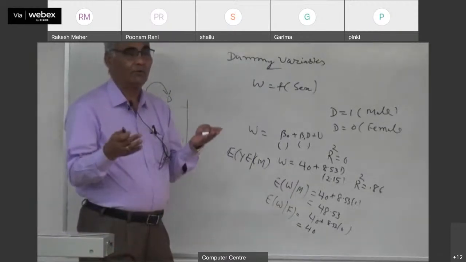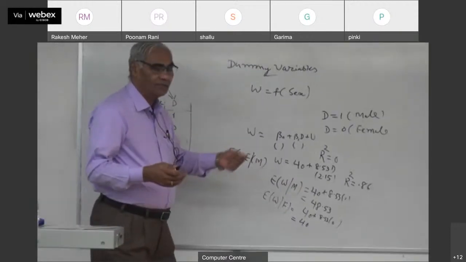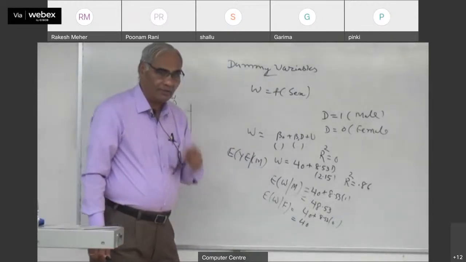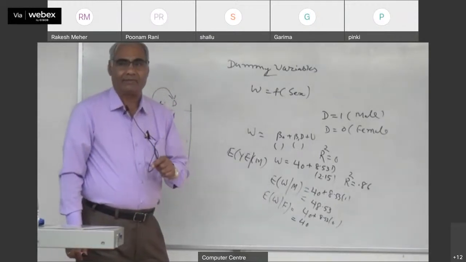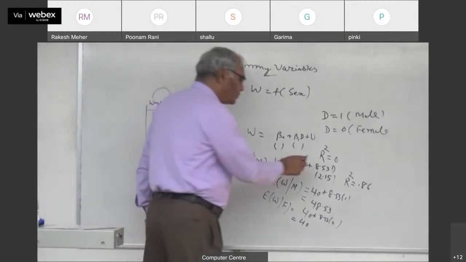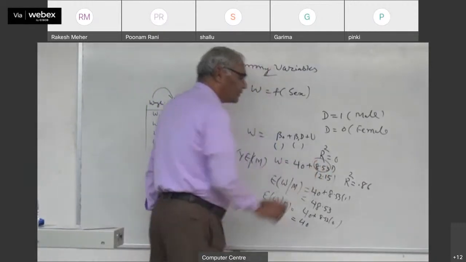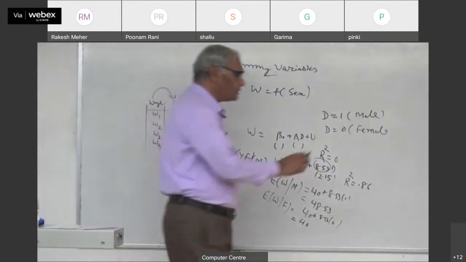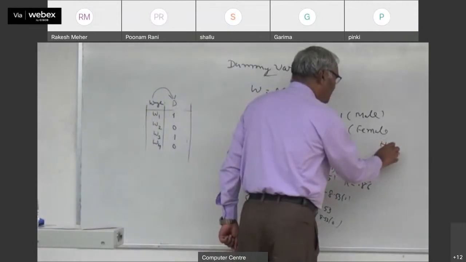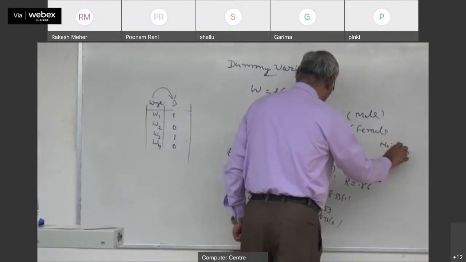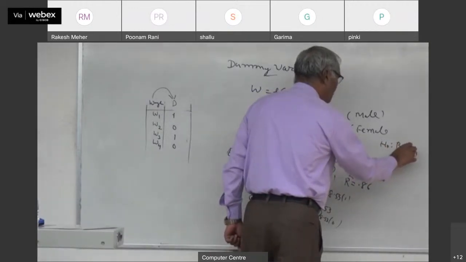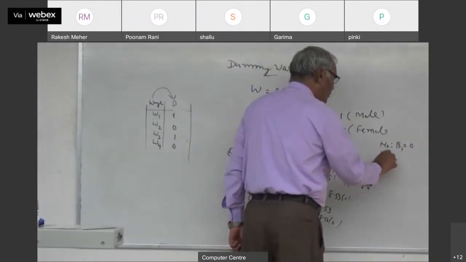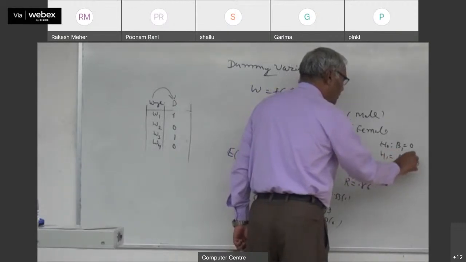So this way you can use dummy variable in order to study the wage discrimination among male and female. Now, whether there is a wage discrimination or not depends on whether this coefficient is significant or not. The null hypothesis is that beta 1 is equal to 0, meaning no wage discrimination. The alternate hypothesis is beta 1 not equal to 0.